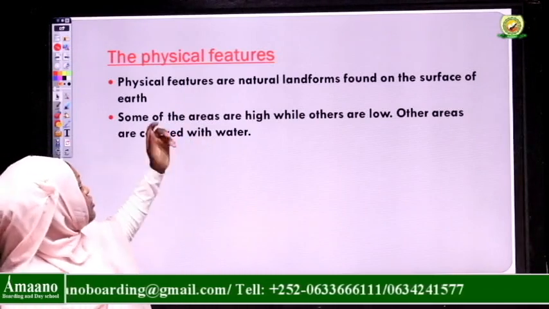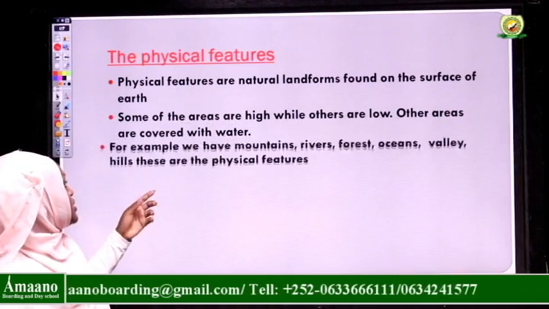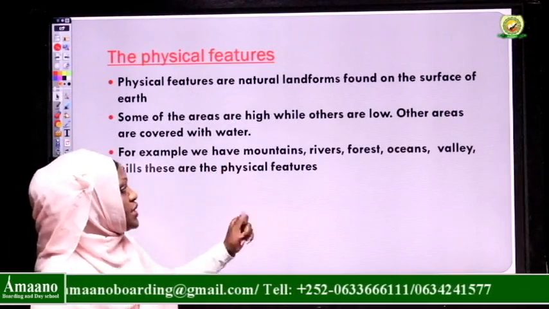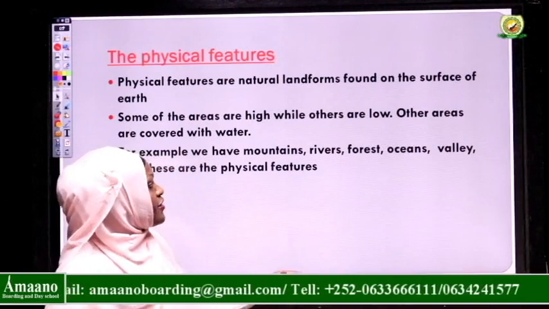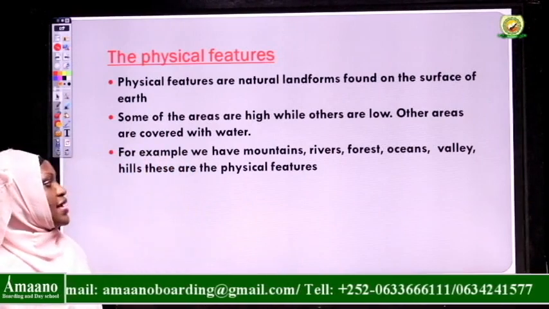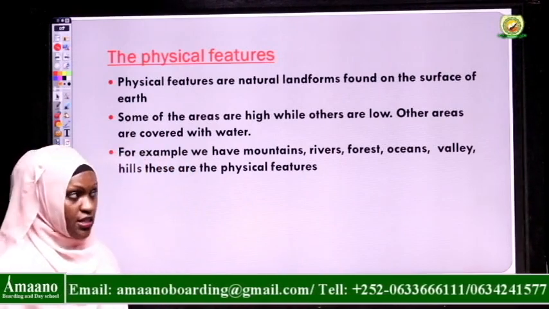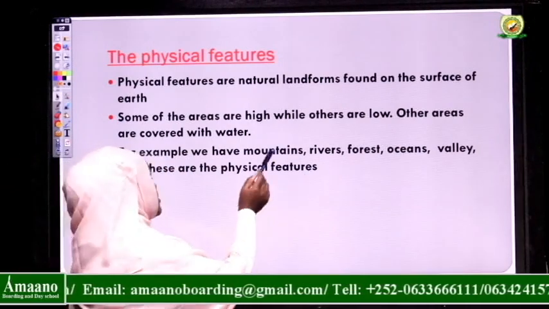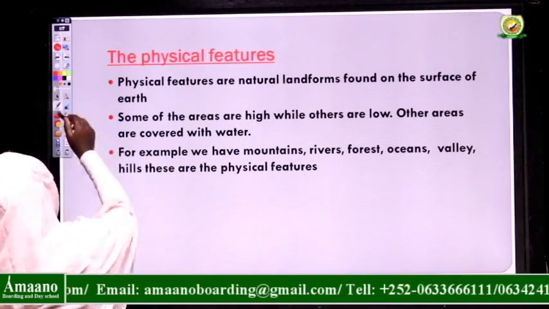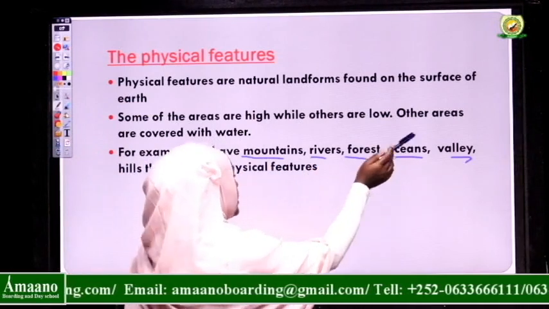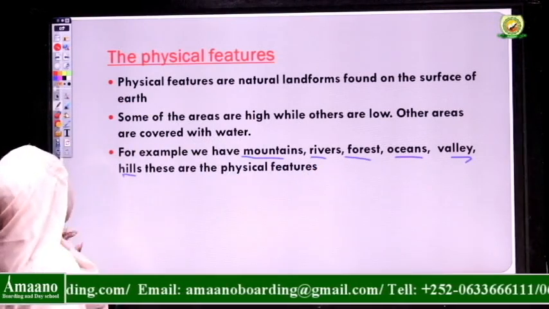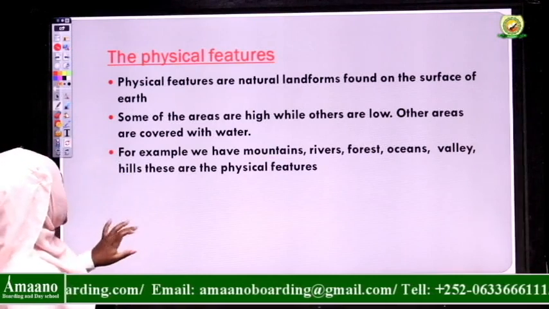Now, what are examples of these physical features? We say examples, we have mountains, we have rivers, forest, ocean, valley, hills. These are the physical features. The mountain, the rivers, forest, ocean, valley, and the hills. These are the physical features.